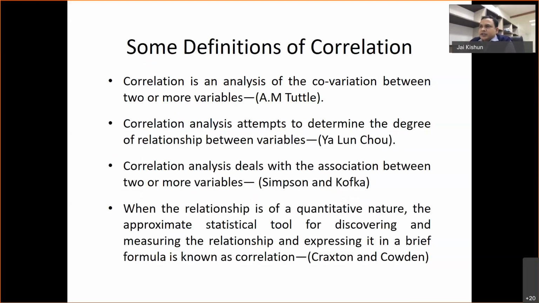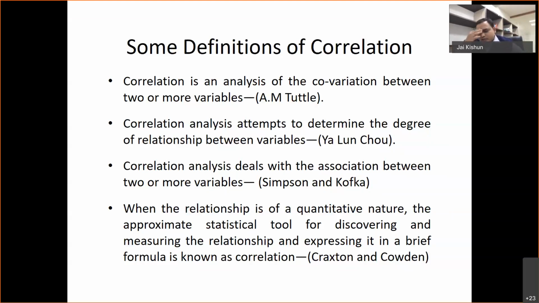The first definition is: correlation is an analysis of covariation between two or more variables. This definition is given by A.M. Tuttle. So basically in correlation analysis, as I'm saying, we are studying the relationship between two or more variables at a time. Different statisticians have written different definitions, and the meaning is the same, but they are written in a different way. Like another is written: correlation analysis attempts to determine the degree of relationship between the variables.